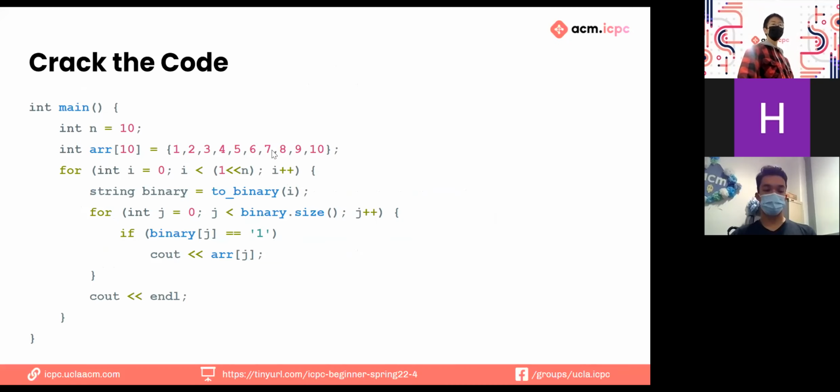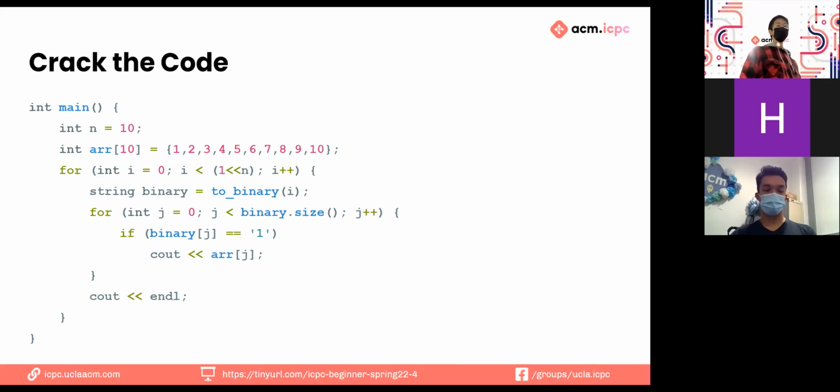Let's take a look at the outer for loop first. We iterate through all the numbers from 0 to 2 to the power of n minus 1. This is the number of subsets in a set, right? And then for each integer, remember that there's a bijection between each integer and a subset. So we can just convert this integer to a binary string and then use this binary string to help us find the subset of this set.